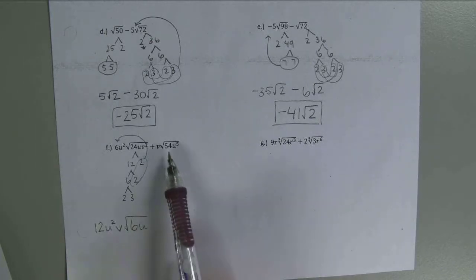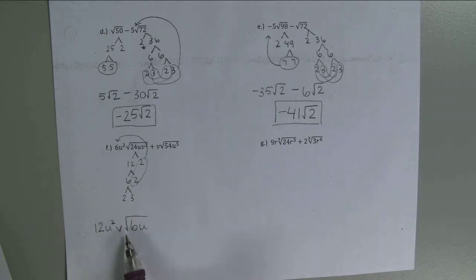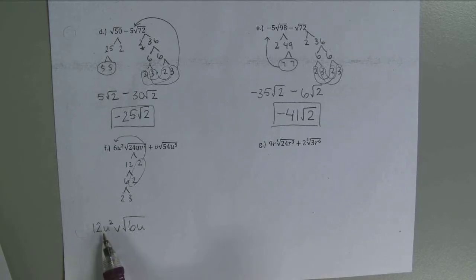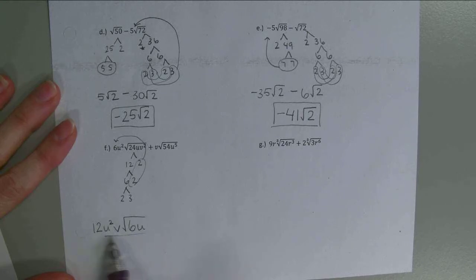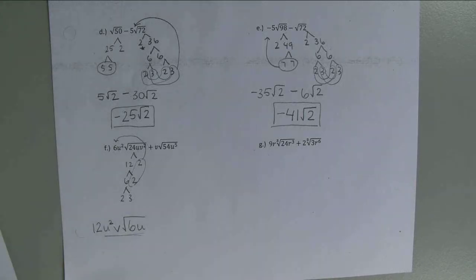So, guys, when we go to do the second part, not only does it have to have the square root of 6U match, but it also has to have U squared V match. Like all of this whole chunk behind the 12 has to match if we're going to combine it. Okay?